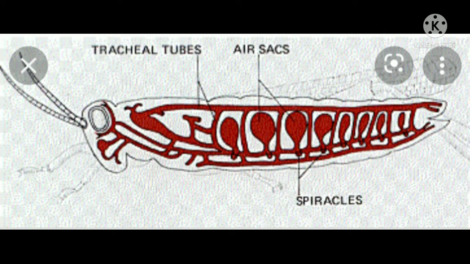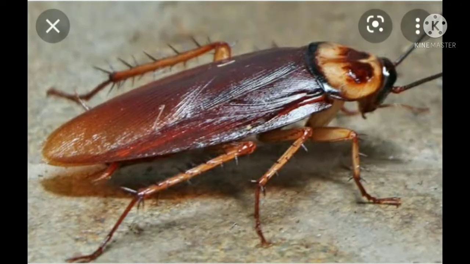In this picture, we observe tracheal respiration. Tracheal tubes, air sacs and spiracles are observed in this picture. We will observe this type of tracheal respiration in cockroaches, grasshoppers, honeybees, etc.